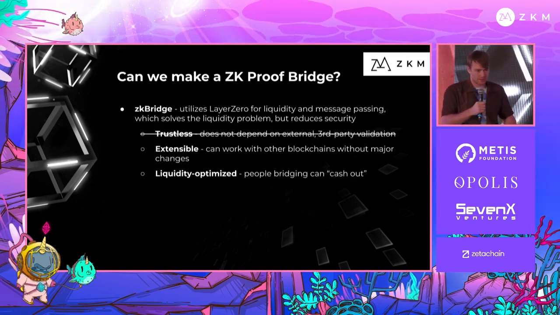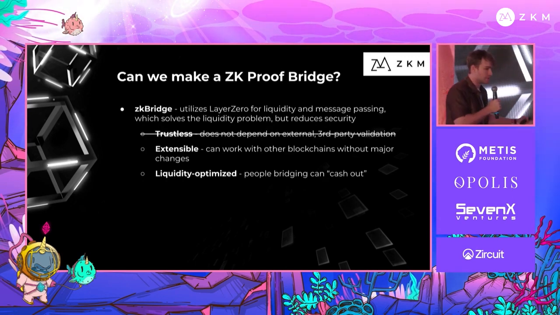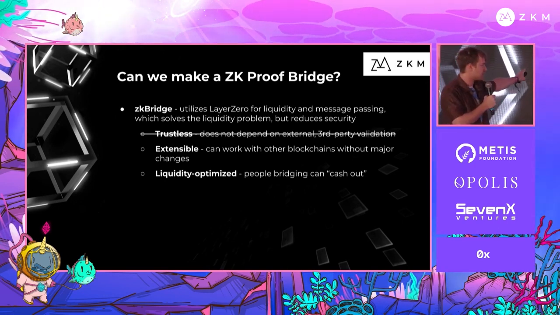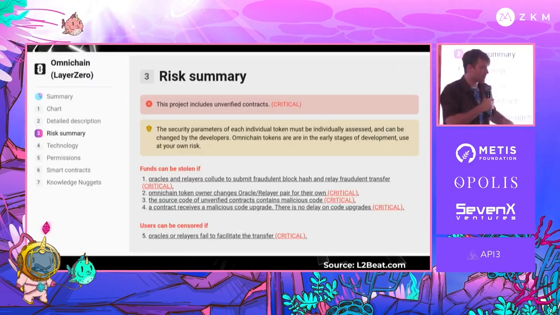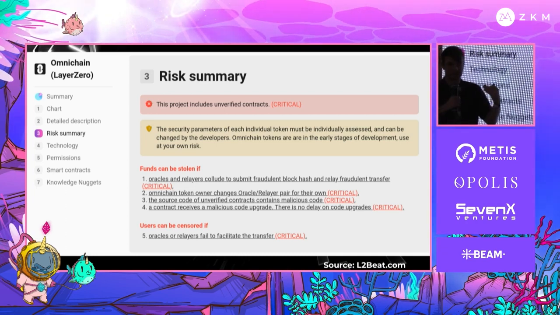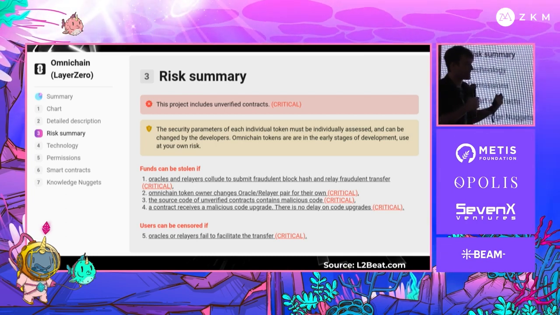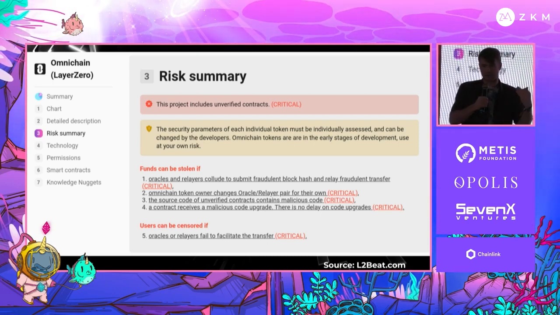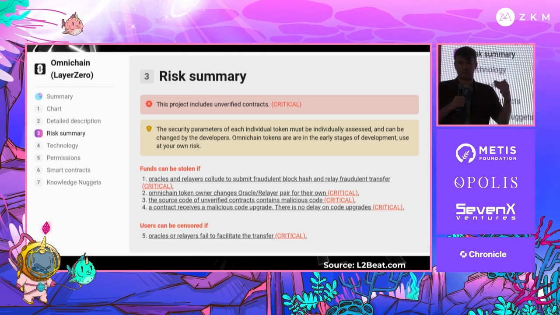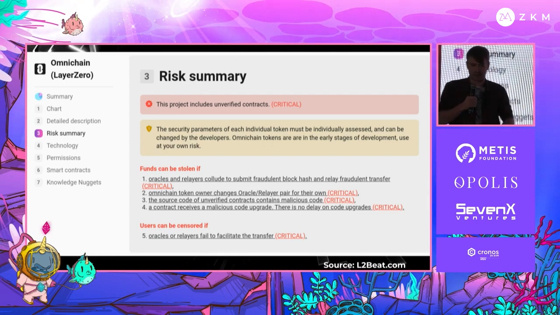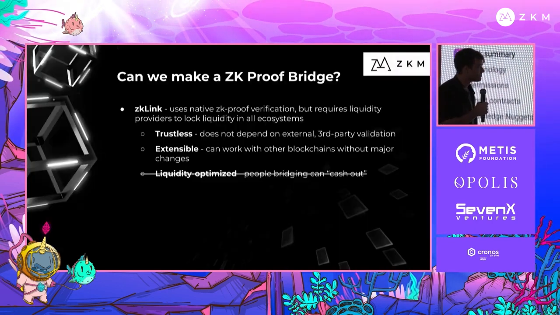The first ZK-based bridge that I want to talk about is ZK Bridge. It uses layer 0 for liquidity and message passing. Remember our 3 things that we want: we want trustless, we want extensible, and we want liquidity optimized. Well, if we take a look under the hood, layer 0 is not trustless. I have to trust them a lot, for different things. They have many different types of trust assumptions built into the protocol. So even if I use ZK proofs, I am essentially trusting that layer 0 provides me the assets that I've transferred.